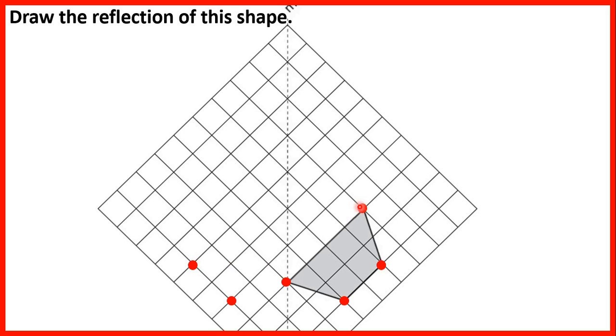And finally, we have this point here where from the mirror line, we go across 1, 2 squares. So we go across 1, 2 squares in the other direction. And now that we've plotted our corners, we can just join them up and we've reflected the shape.